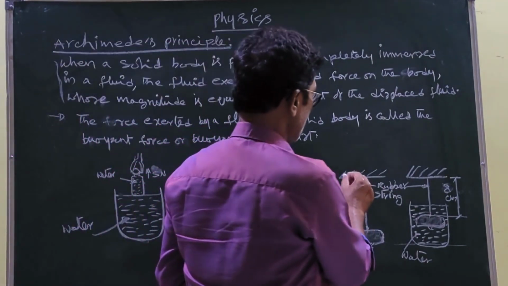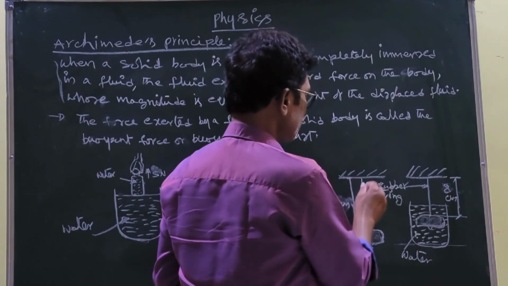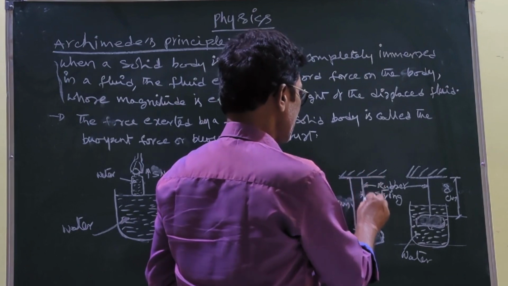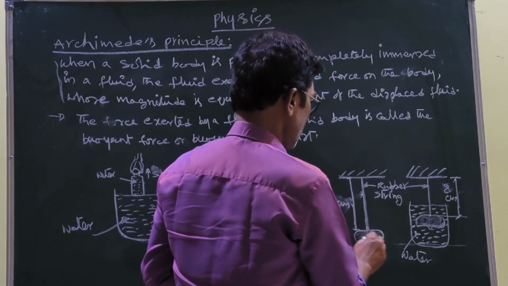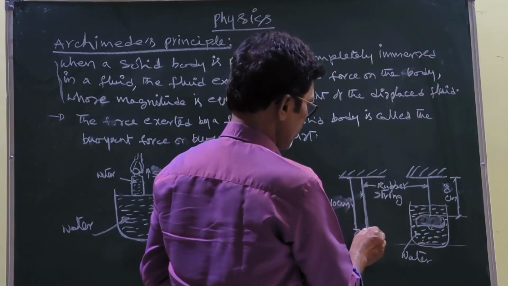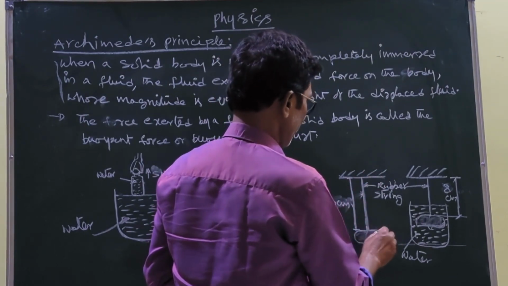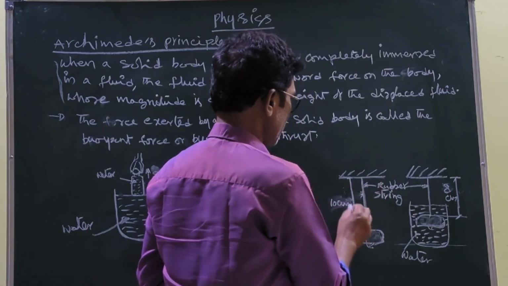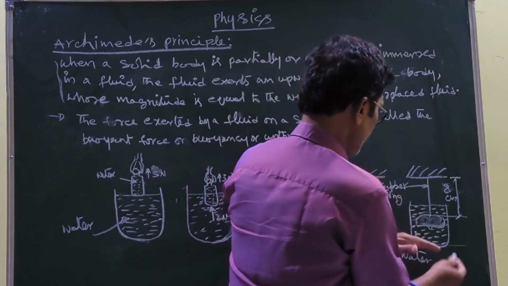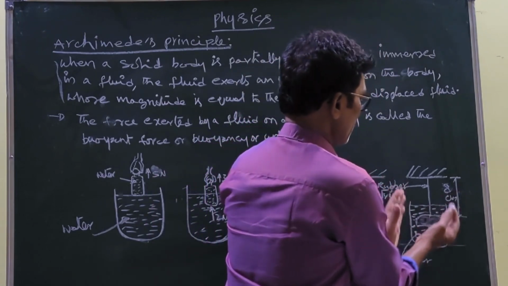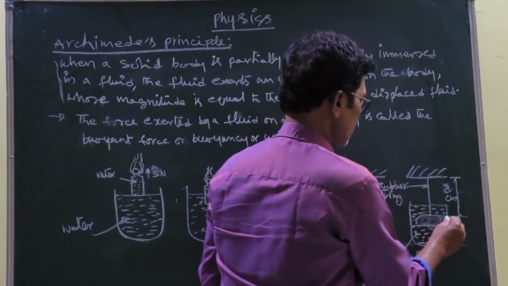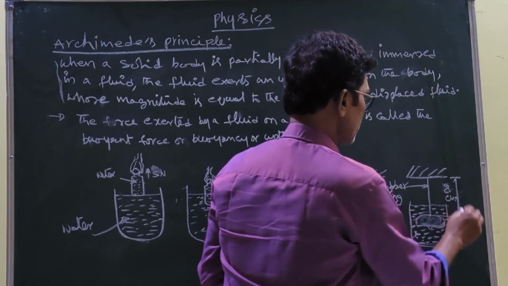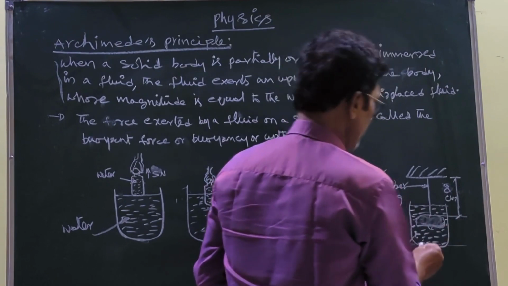Here another example is the fixed support. Here there is a rubber string. Here I can attach a small weight, so that the rubber string is stretched by 10 centimeters. Here I can put a glass of water under this weight, so that the length is reduced to 8 centimeters. Why?